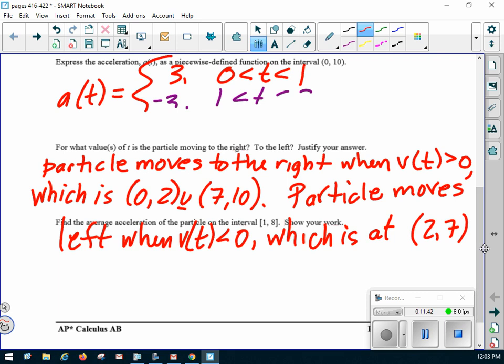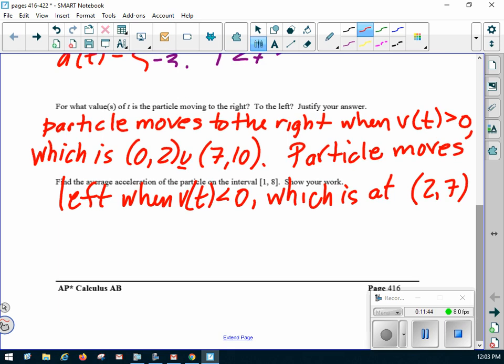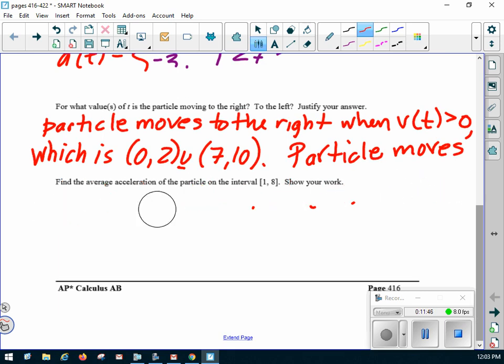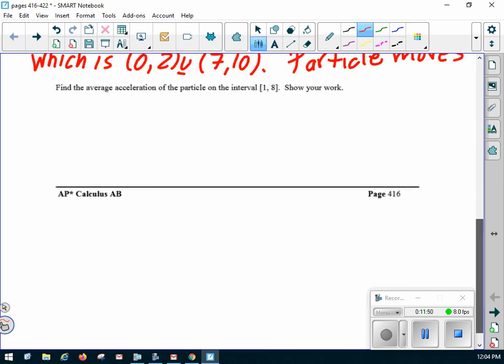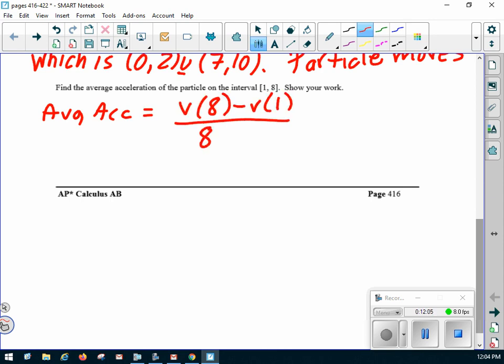Last question here. Find the average acceleration on the interval 1 to 8. Use your notes if you need to from the last time. How do you find average acceleration? V of 8 minus V of 1 over 8 minus 1. What's V of 8? Looks to me like it's 3, I agree.